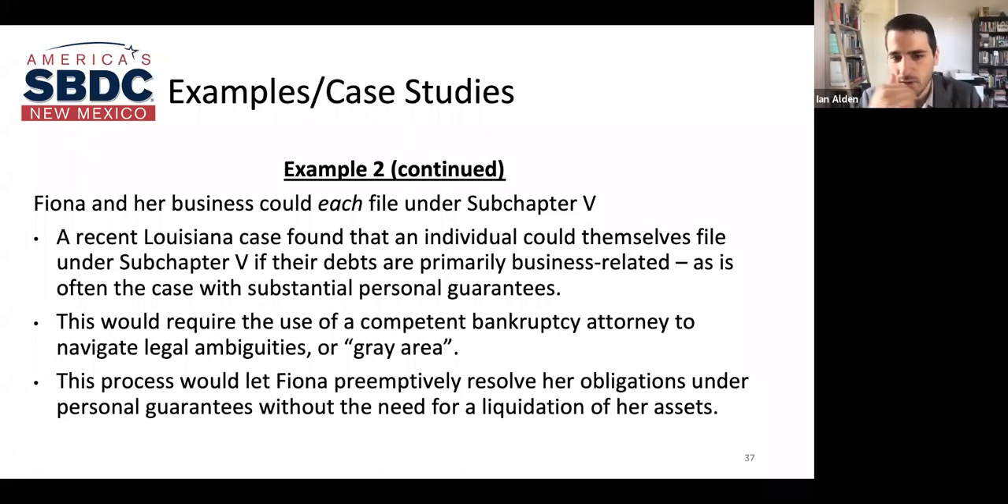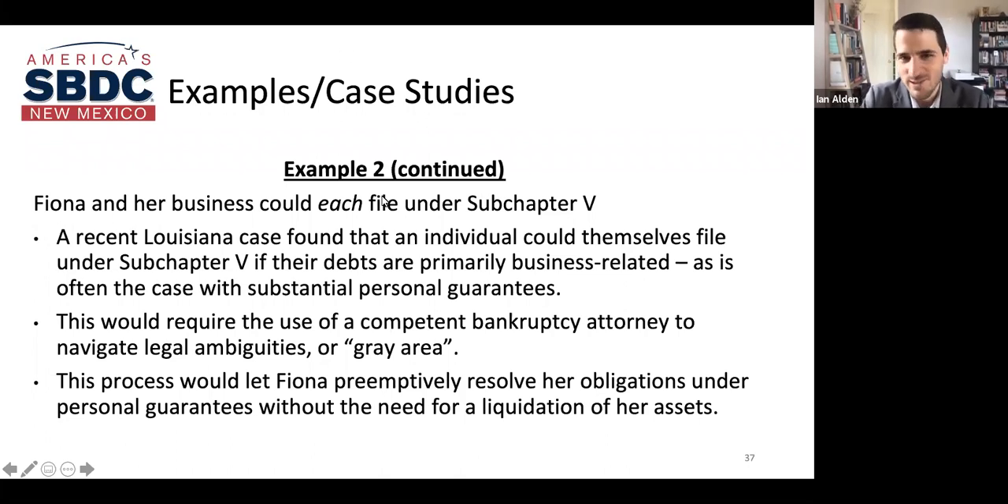If between Fiona and the business, they can come up with a plan of reorganization that addresses the debt, that would satisfy the courts. It's still tricky to do because you do have to look at Fiona's individual capacity to repay as a personal guarantor, but it is a way to deal with the personal guarantee in a way that doesn't require a full Chapter 7 liquidation.